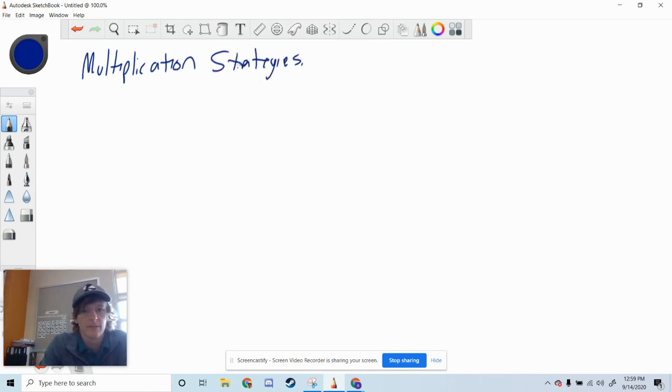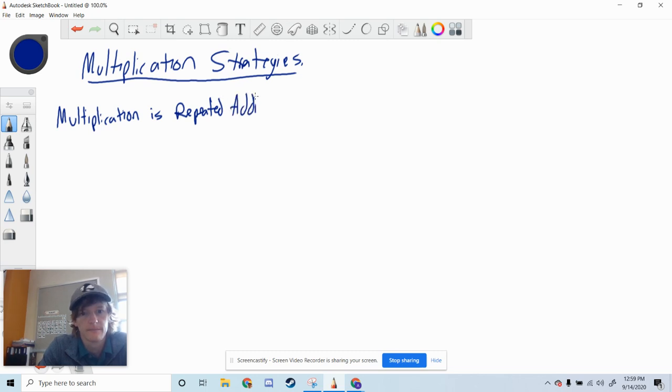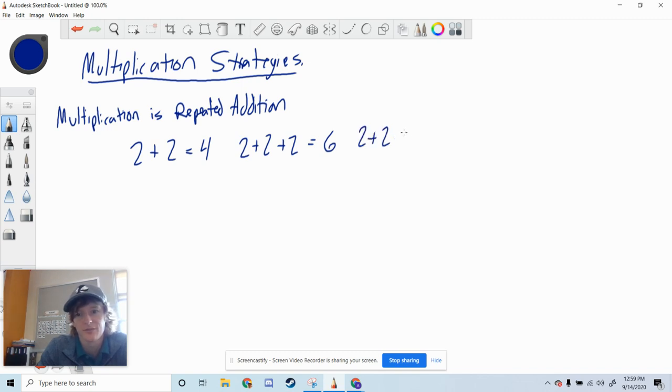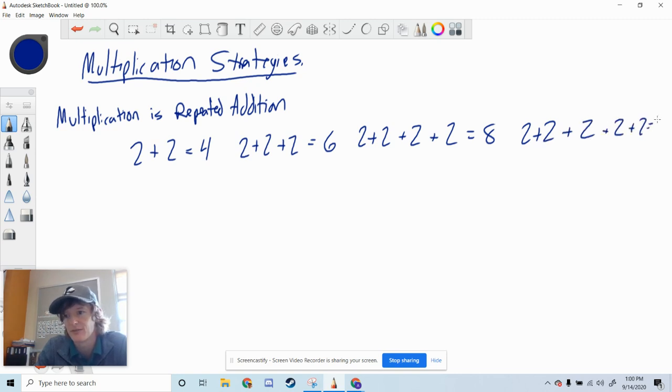First thing I want to talk about is just what multiplication is. Multiplication is repeated addition. For example, if I say 2 plus 2, well, we know that equals 4. 2 plus 2 plus 2, well, that's going to equal 6. 2 plus 2 plus 2 plus 2 equals 8. 2 plus 2 plus 2 plus 2 plus 2 equals 10.